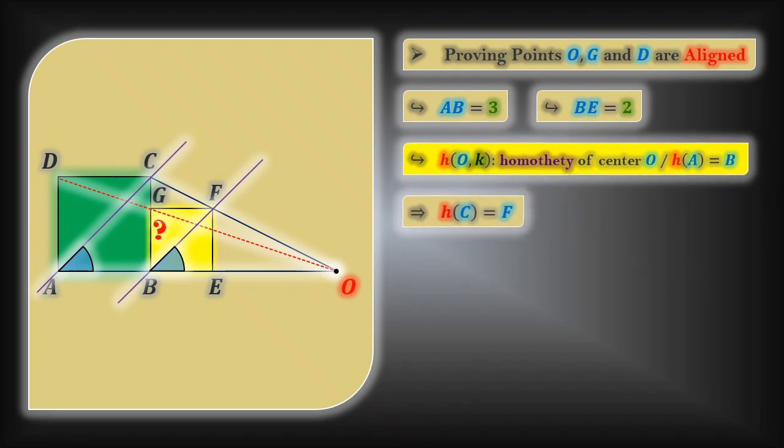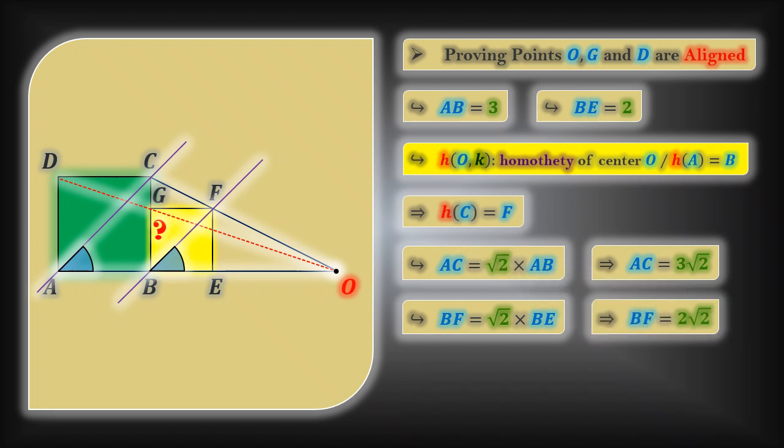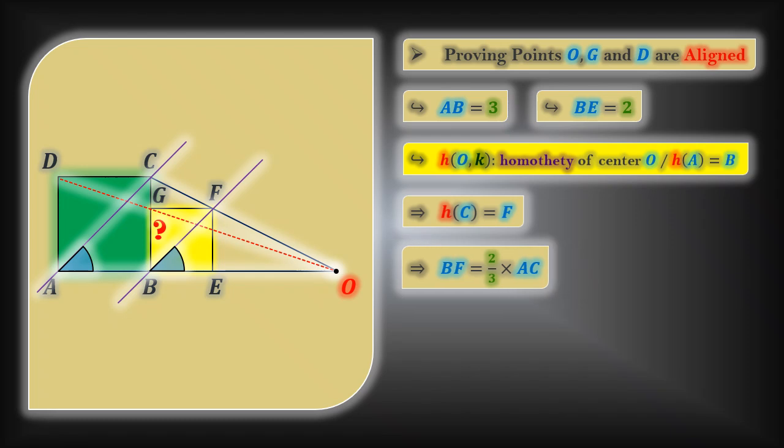Since AC is a diagonal of square ABCD whose side length is equal to 3 units, the Pythagorean theorem implies that AC is equal to the square root of 2 times the length AB. Therefore, AC is equal to 3 multiplied by the square root of 2. Similarly, BF is equal to the square root of 2 times the length BE, which means that BF is equal to 2 multiplied by the square root of 2. Therefore, the ratio BF divided by AC is equal to 2 divided by 3.